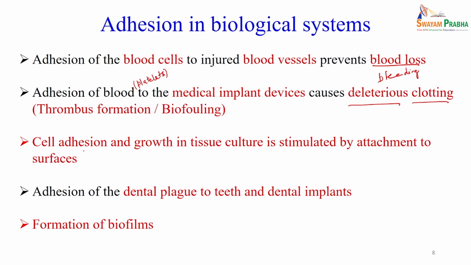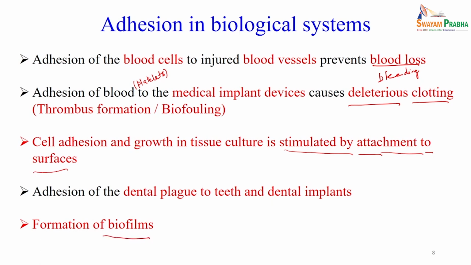In most of the cases, if you see the cell adhesion and growth, particularly in the tissue culture, it is stimulated by the attachment of cell to the surface. So, they are the surface adhered cells, particularly mammalian cells. If you see a tissue culture, they are like surface adhered cells. They first adhere on the surface, then they grow. Particularly, if you have various bone implants or teeth implants, dental implants, there again there is going to be adhesion of the cells.